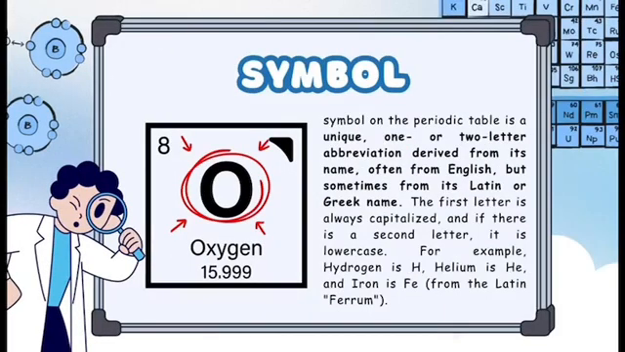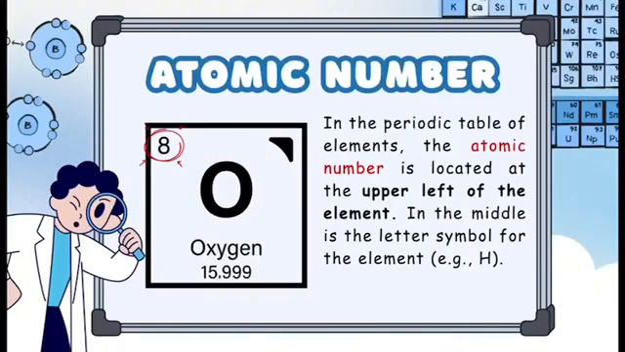Now let's move on to the symbol. The symbol on the periodic table is a unique one or two letter abbreviation derived from its name, often from English but sometimes from its Latin or Greek name. The first letter is always capitalized, and if there is a second letter, it is in lowercase. For example, hydrogen is H, helium is He, with a lowercase e, and iron is Fe, from the Latin word ferrum.